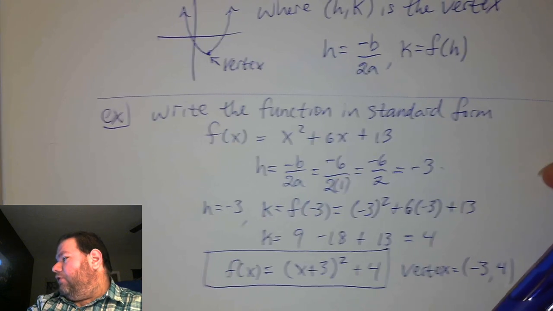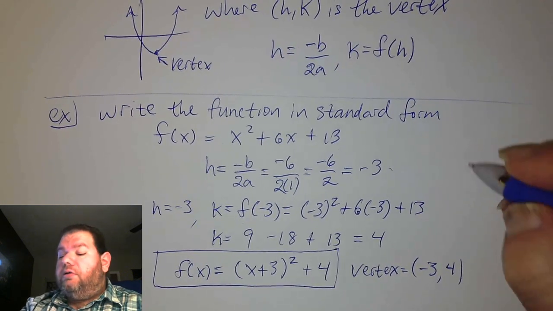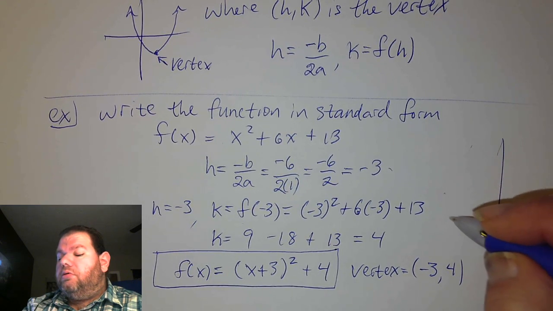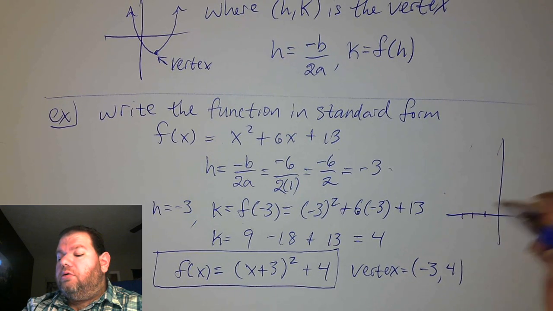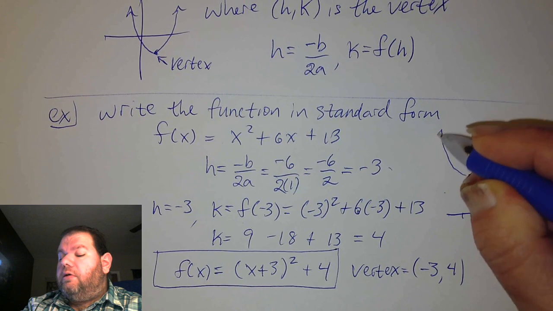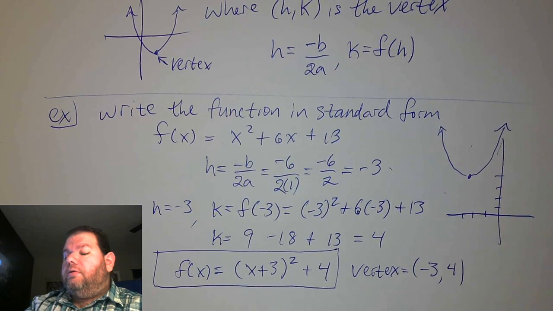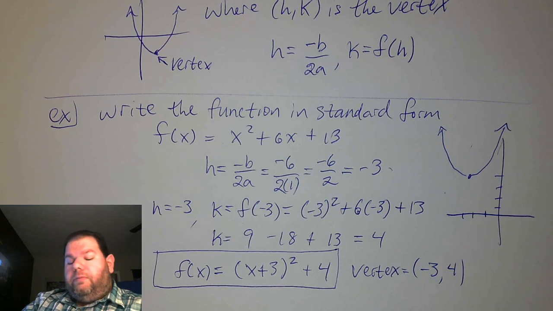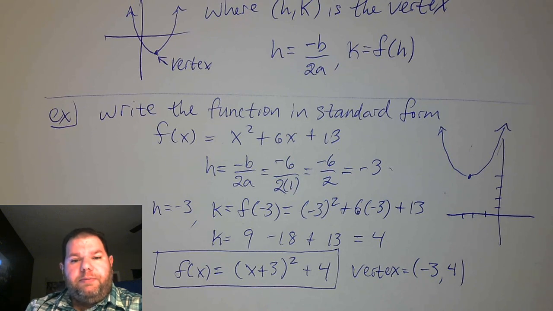So this particular function would look something like this. So it's another way that we could potentially sketch this graph is by putting it into standard form and then using our transformations. Now, it turns out there are other properties about the quadratic functions that are helpful when it comes time to graph.